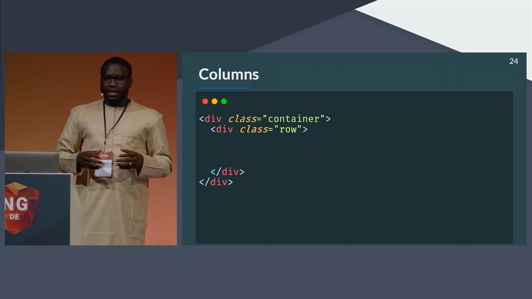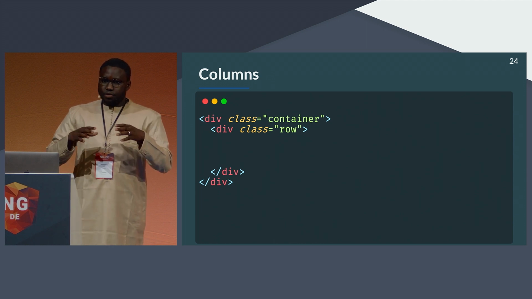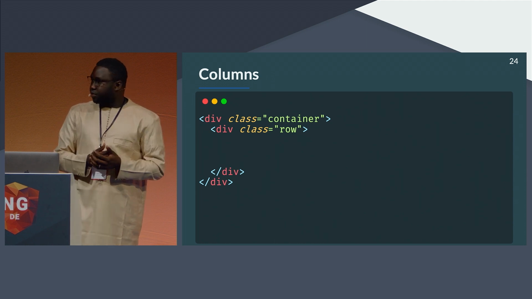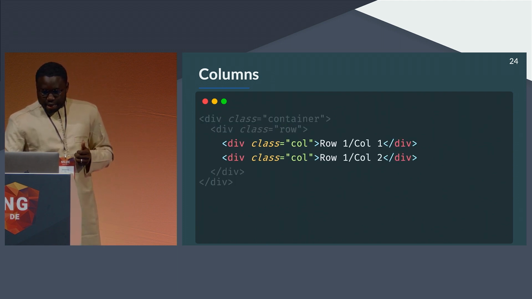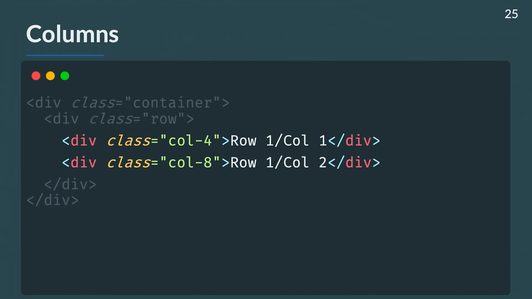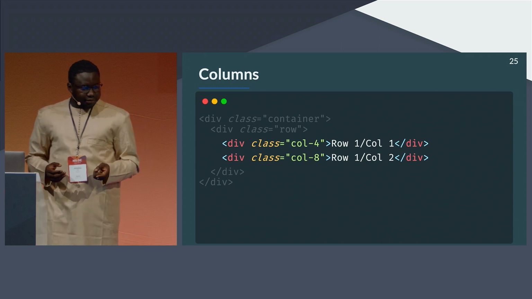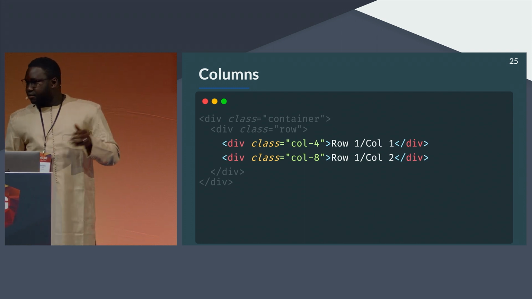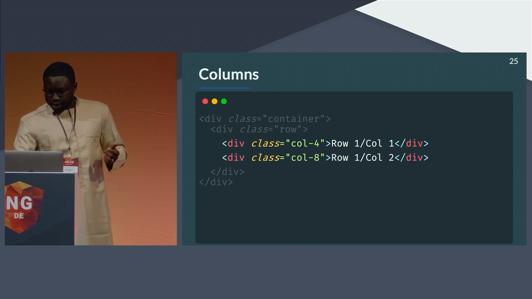And inside rows, I have columns. Columns define where you will put your content. So here I have 1 column, 2 columns. And by default, we have 12 units for the Bootstrap Grid, and you can specify how many units you want your column to take. So here I have col-5 to take 5 units out of 12, and col-8 to take 8 units.